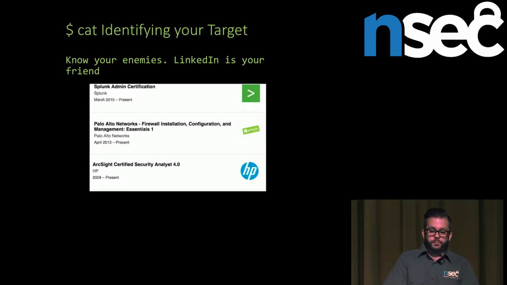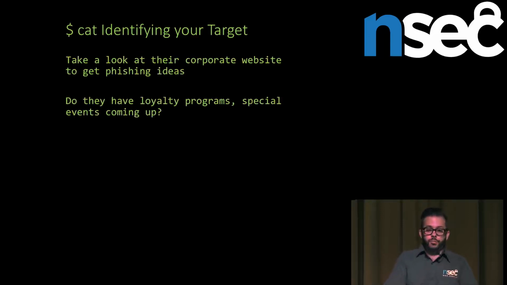Another simple example, LinkedIn, it's your friend. Just look for the kind of jobs that they're offering. It may help you. If they're looking for a Splunk admin, Palo Alto, or ArcSight, for example, you kind of know what they're probably using on the other side. So again, you can adapt your payload based on this information.